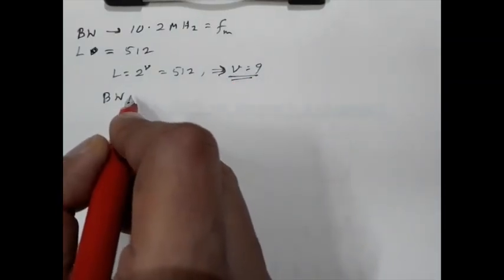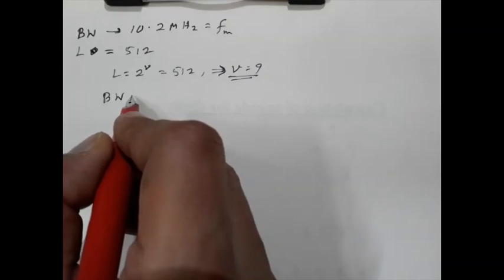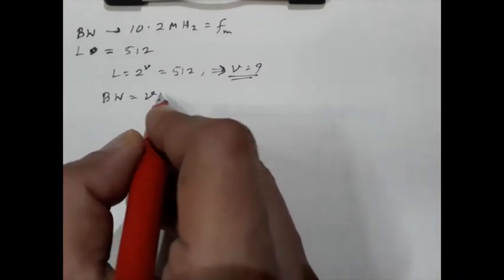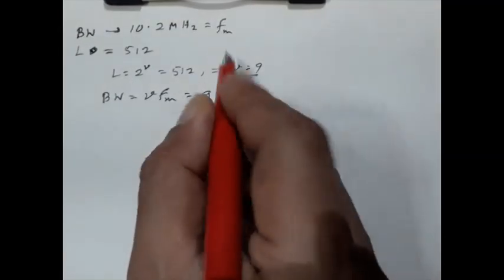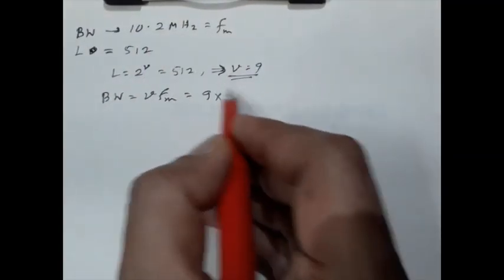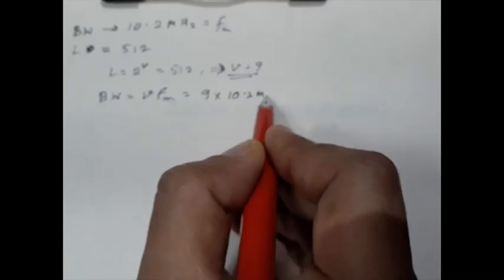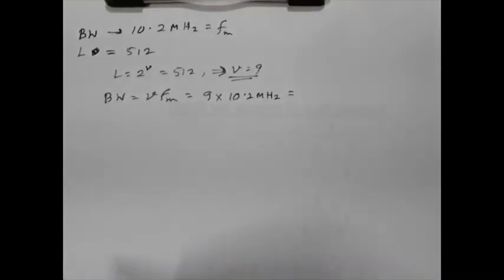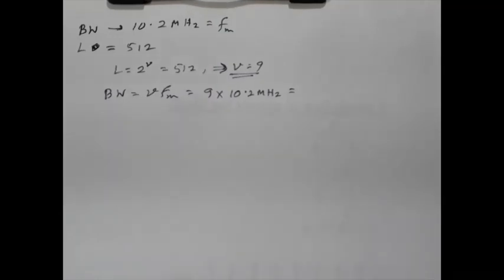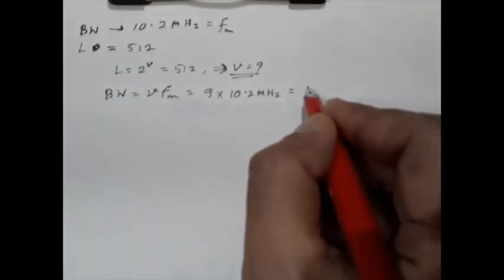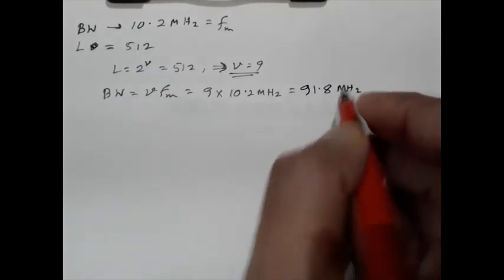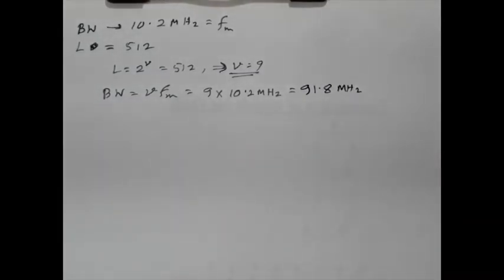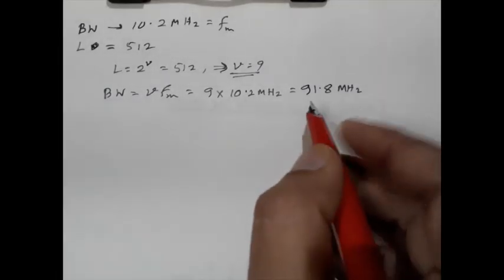Now we have to determine the bandwidth of PCM, the transmission bandwidth. So bandwidth is equal to n into fm, that is equal to 9 into 10.2 megahertz, which is 91.8 megahertz. So this is the answer of the second question.